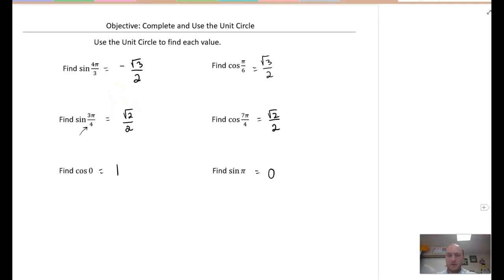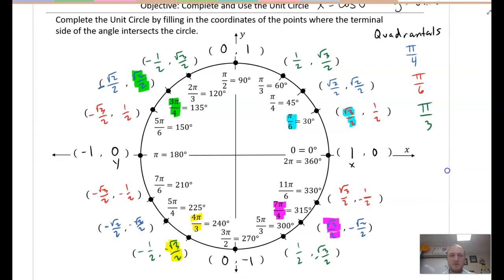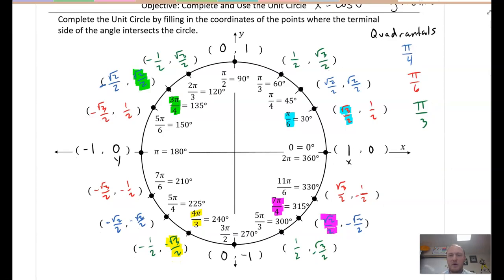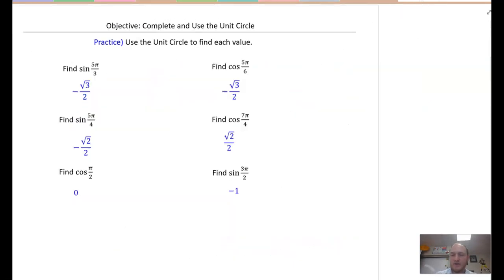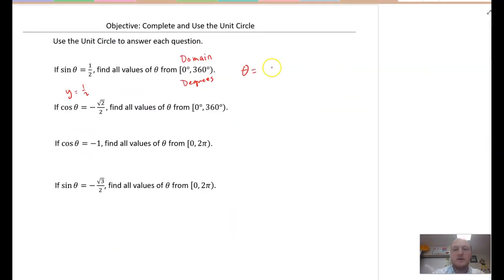So I go to my unit circle, and I say, okay, where's my y value 1/2? Well, first of all, it's positive, right? So the y value is only going to be in quadrants 1 and 2. Okay, so hey, look, right here, here's 1. There's another one. So that is 30 degrees and 150 degrees. So theta is equal to 30 degrees and 150 degrees.